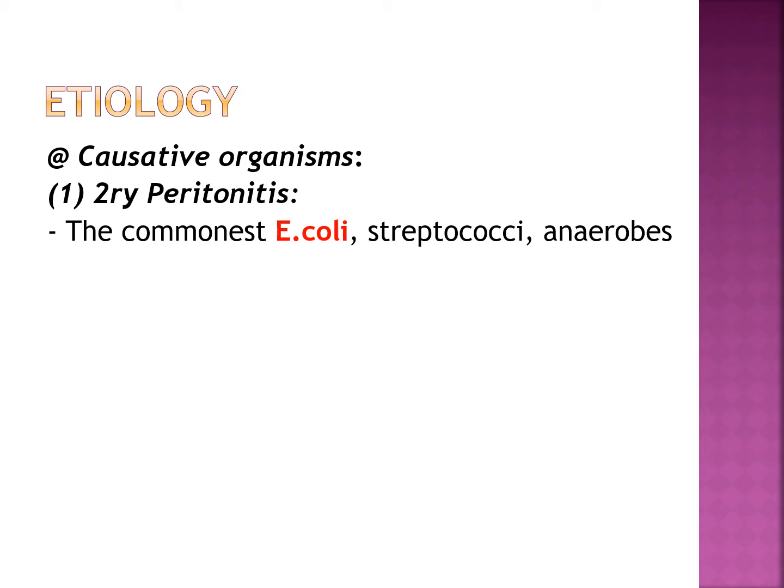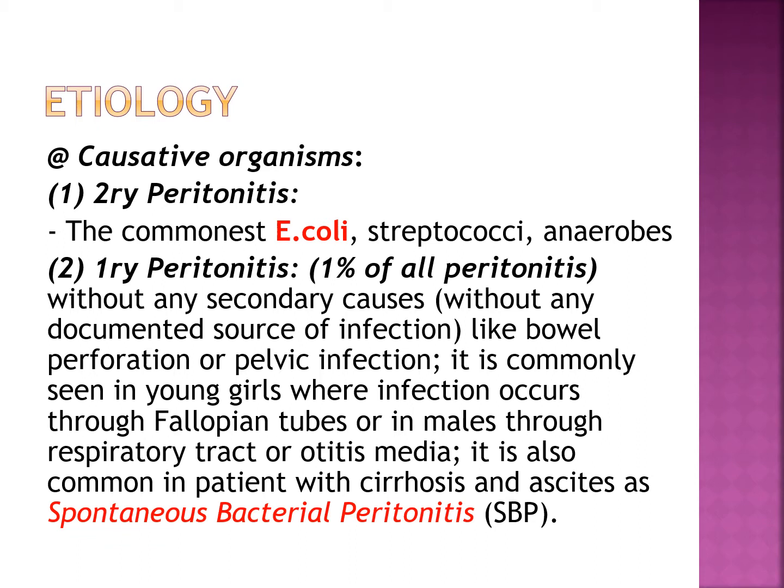And there is a minor percentage of patients, almost about 1%, who have what is known as primary peritonitis. We can't find any documented source of infection, like bowel perforation or pelvic infection, and it is seen mainly in Egypt in patients with liver cirrhosis and ascites, and it is usually discussed by our medical colleagues in the internal medicine department, and it is known as spontaneous bacterial peritonitis.